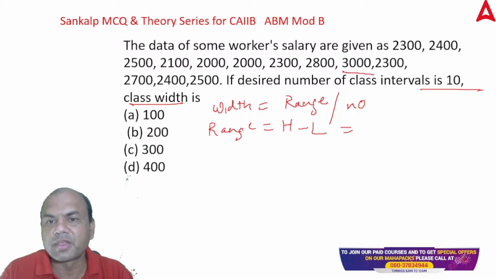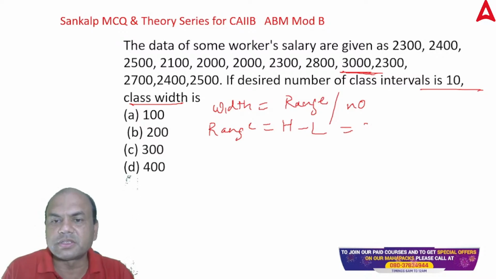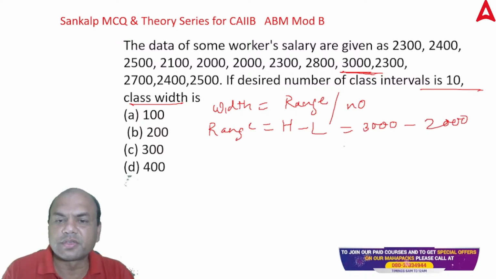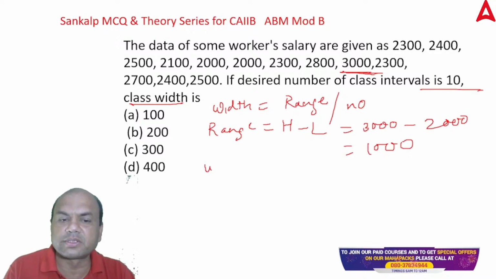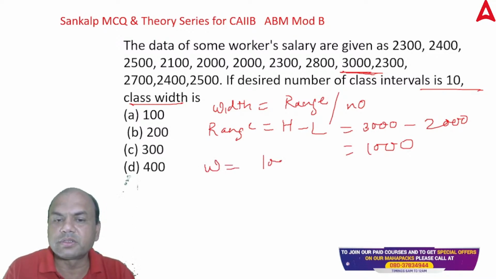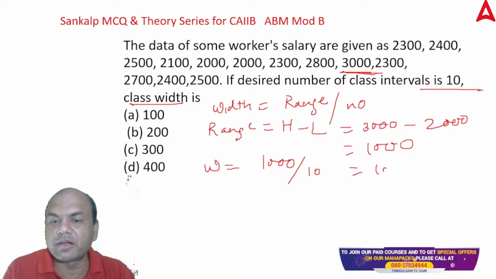This, 3000. So 3000 minus the lowest, which is 2000. So it is 1000, right? So what is my width then? Width equals 1000 upon number. What is the number? 10. So my class width will be 100. So this is my answer. Okay.